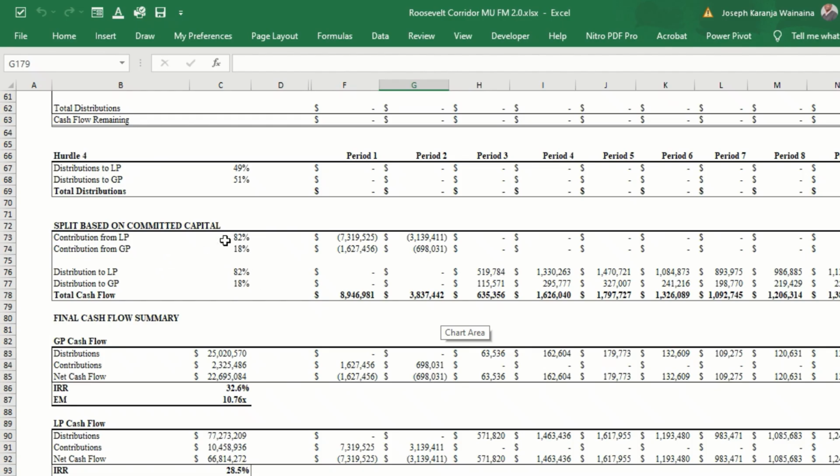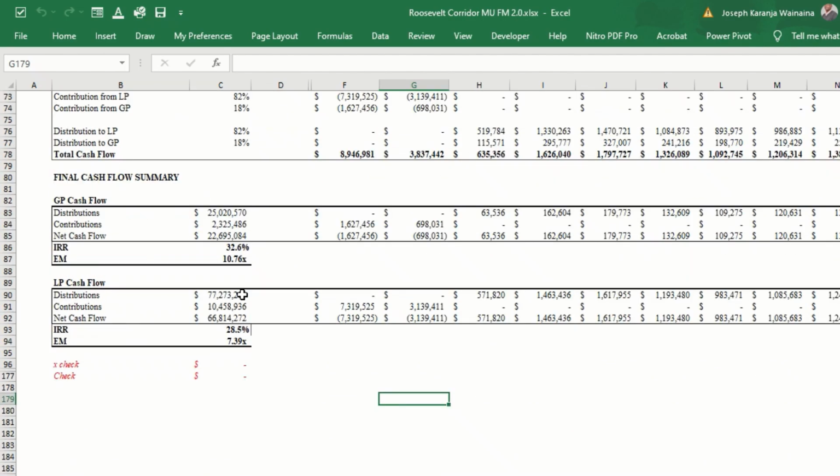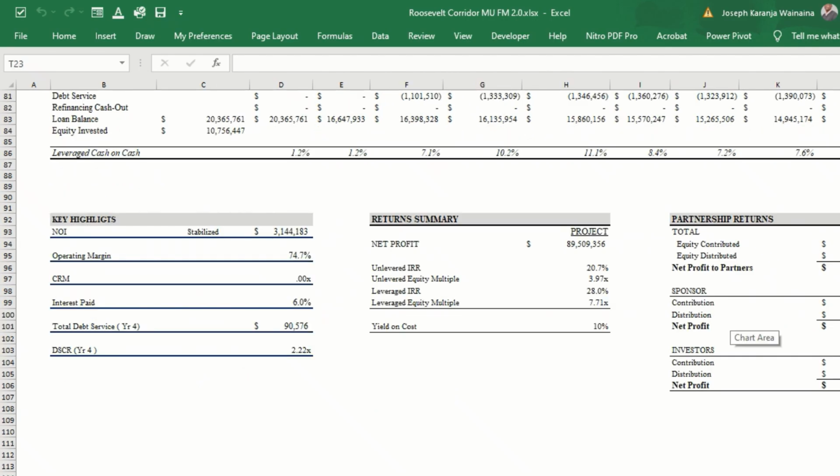We have a section for that, so that you can see what the GP and the LP will get. So we have the final cash flow, which now goes to the investment summary presentation. We do have the partnership returns.